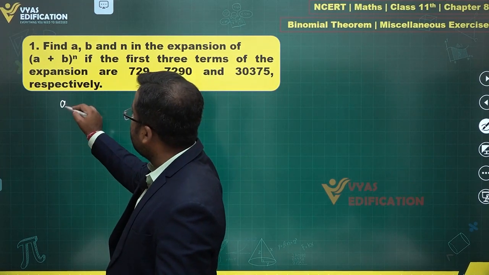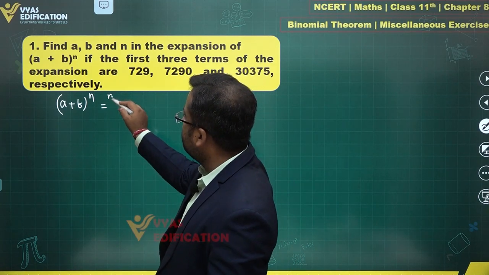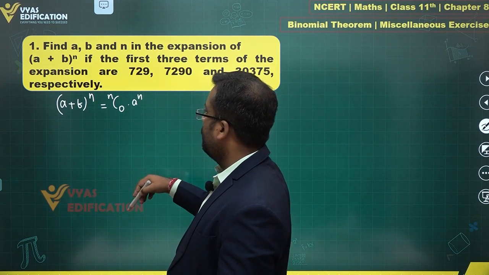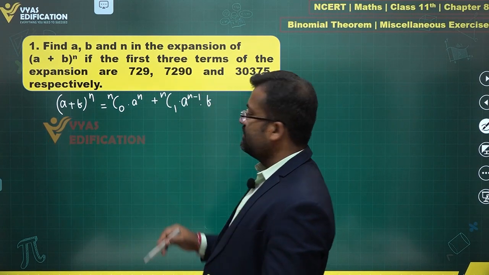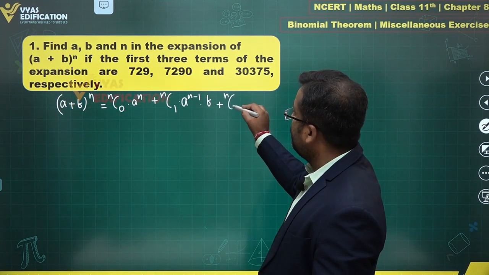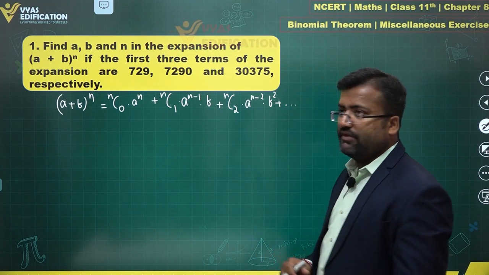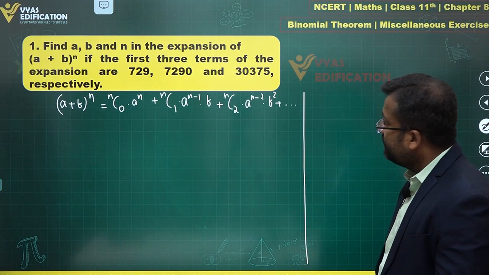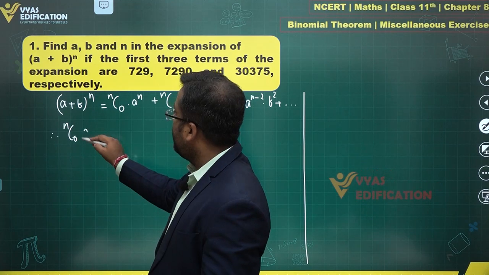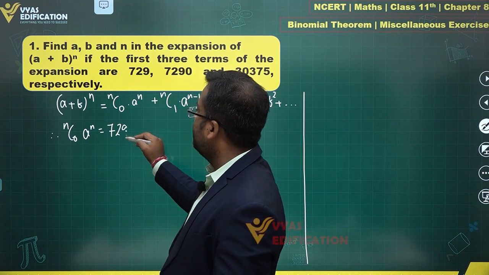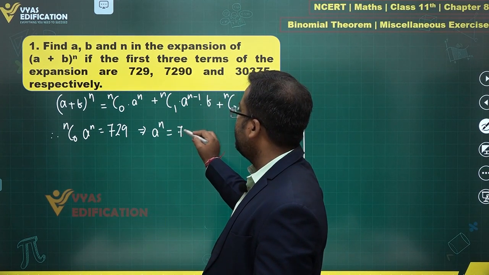So (a + b)^n, what do you think will be the first term? The first term will be nC0 a^n b^0, plus nC1 a^(n-1) b. This is what you have. The next term will be nC2 a^(n-2) b^2 plus dot dot dot. And since it is given that the first three terms are known, let's write nC0 a^n equal to 729. And nC0 is 1. This will tell me that a^n is equal to 729.